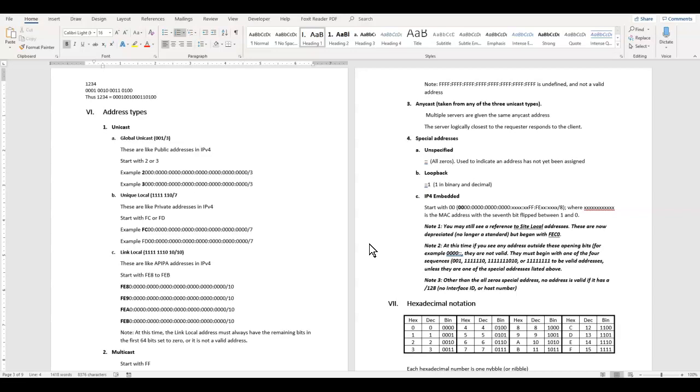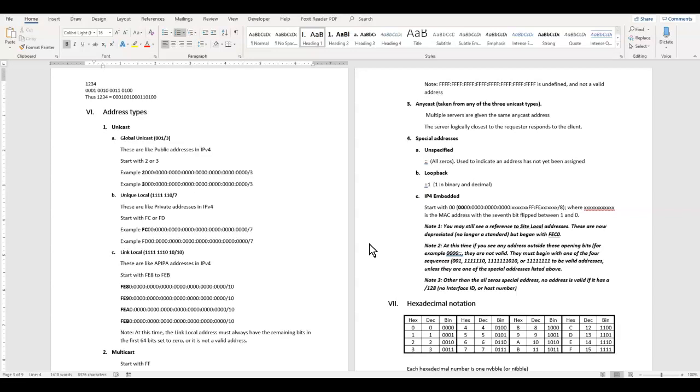There are really three types of unicast addresses. By unicast, of course, we mean one-to-one, one computer to another computer. And they come in these three types: global unicast, unique local, and link local. Global unicast addresses are ones that your ISP would give you. It is your public IP address. So it's not very unlike the public IP address that you would have in IP version 4.